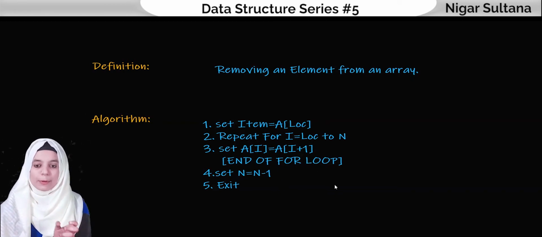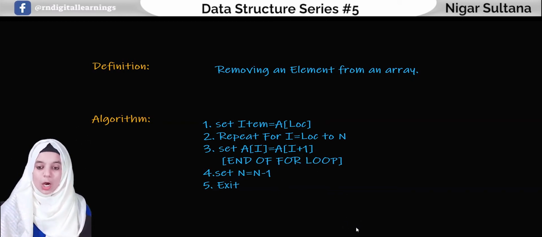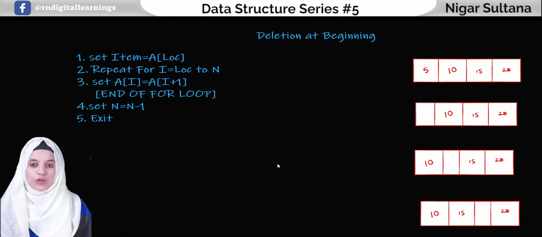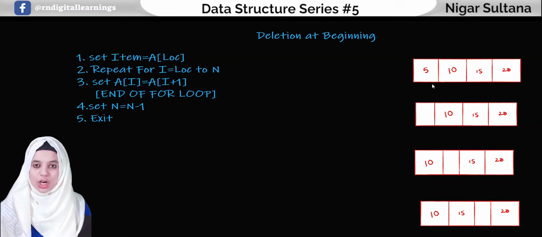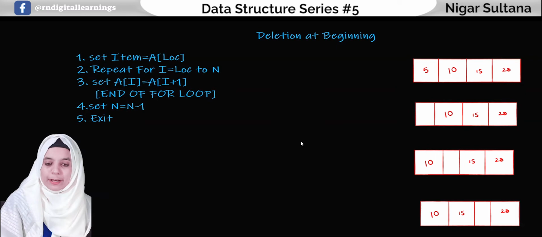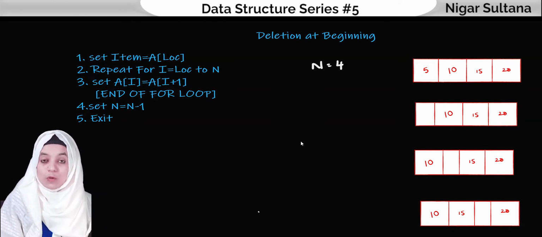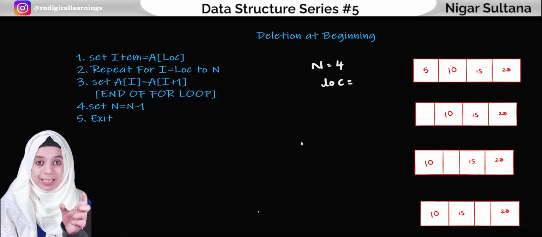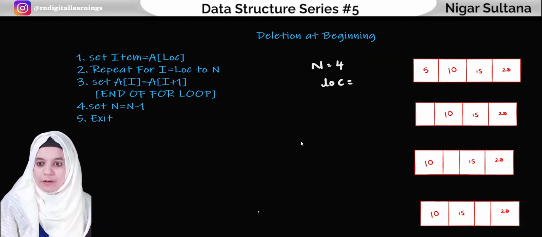Now let's understand how to delete an element with the help of a function. This is an example of deletion at the beginning. See, initially the size of the array is 4, so the n value is 4. Now I must provide the location, isn't it? Before we delete, I need the location. I am talking about deletion at the beginning, so this is first, second, third and fourth.